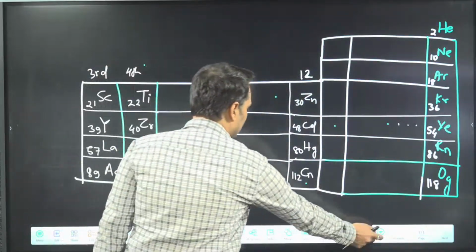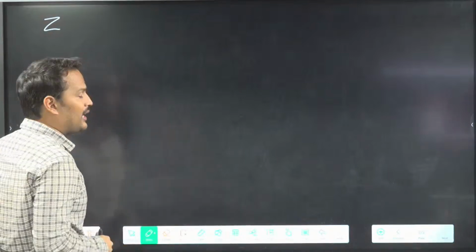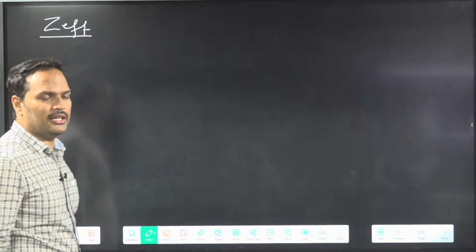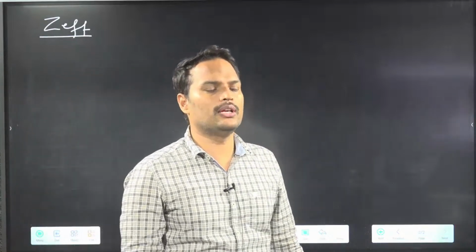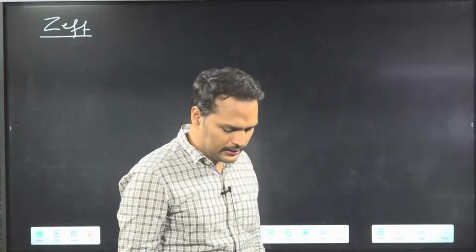Now let's start with the new topic. So from here we will start the periodic table nicely. Nicely means what? Conceptually. So the definition is effective nuclear charge. Are you getting this point? Now we will start. Everyone call your friends. Still 15 students are missing.